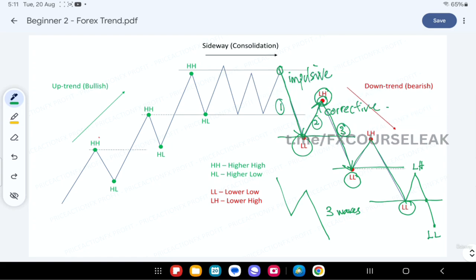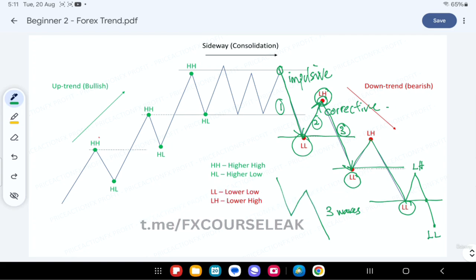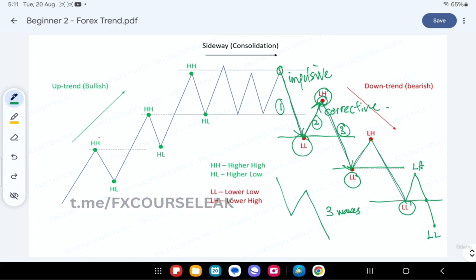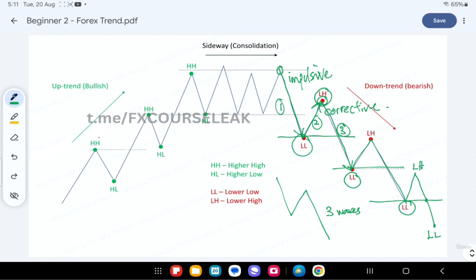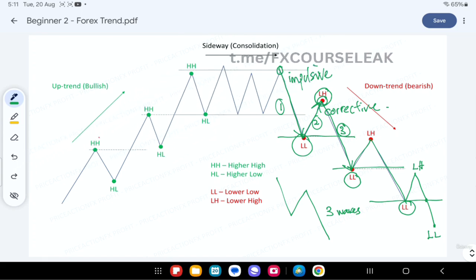Alright, so when you determine what trend it currently is, just trade accordingly to the trend. Okay, so continue to the next video and I'll talk about the candlesticks.